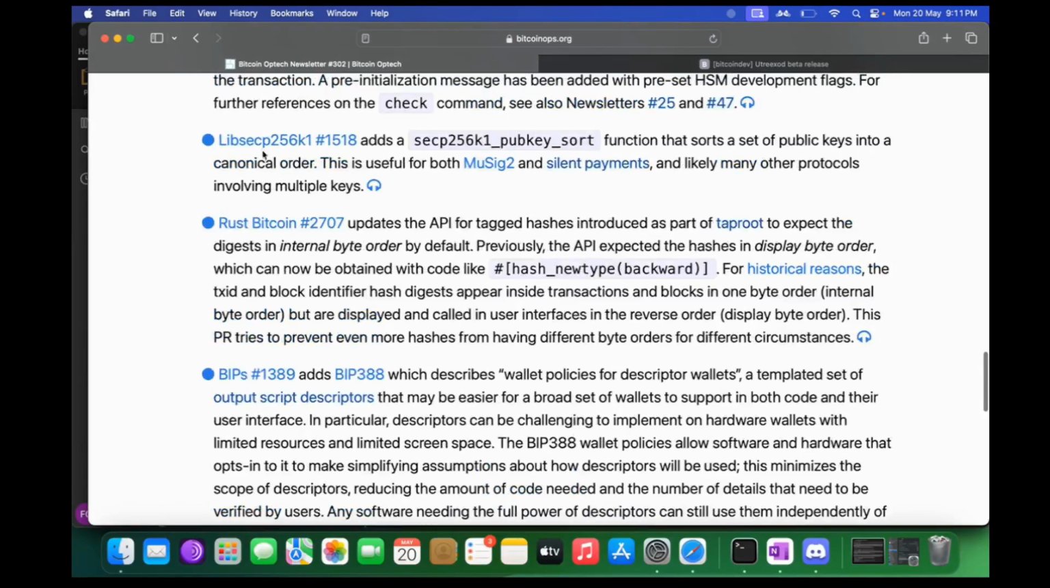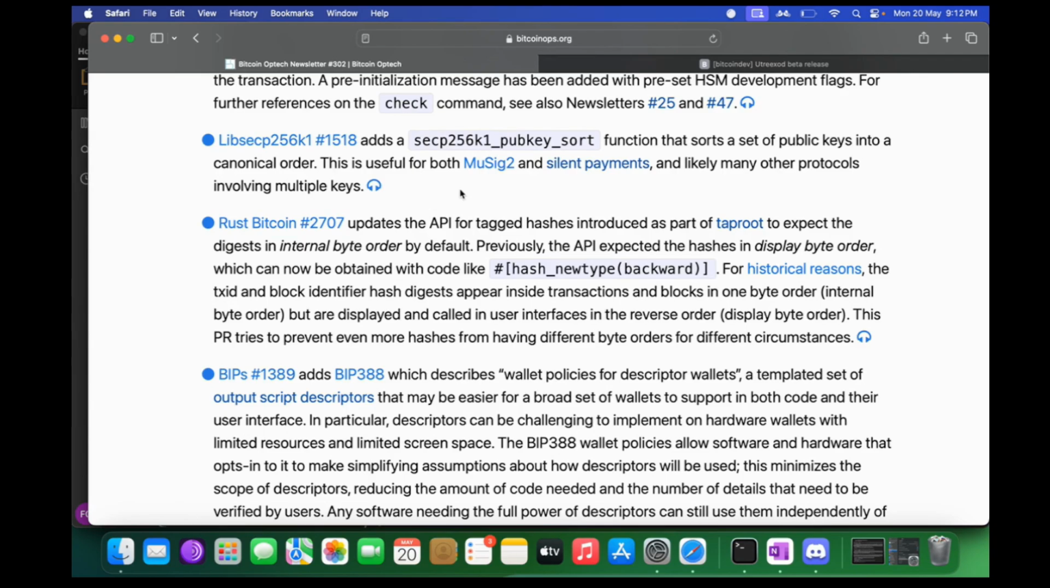Libsecp256k1 PR number 1518 adds a secp256k1 pubkey sort function that sorts a set of public keys into a canonical order. This is useful for both MuSig2 and silent payments and likely many other protocols involving multiple keys. So we know whenever we use multiple public keys and multiple digital signatures in a Bitcoin script, they have to be arranged in a canonical order, meaning the order in which the public keys are included in the locking script, they have to be signed. The digital signatures corresponding to those public keys also have to be in the same order.